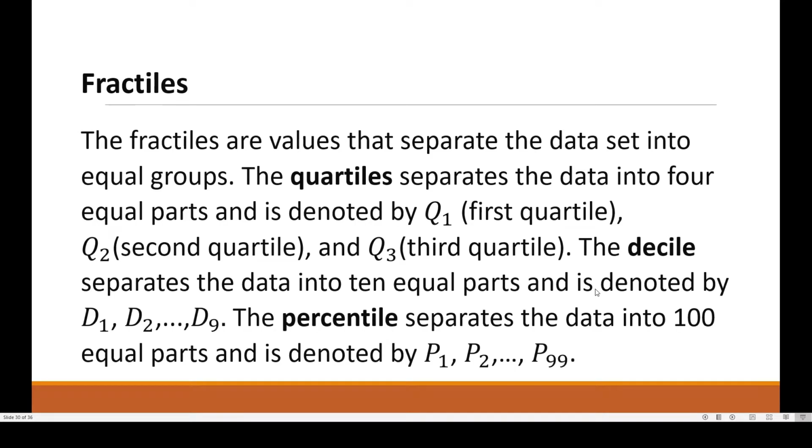So the fractiles are values that separate the data set into equal groups. The quartiles separate the data into 4 equal parts and are denoted by Q sub 1 for the first quartile, Q sub 2 for the second quartile, and Q sub 3 for the third quartile. The deciles separate the data into 10 equal parts and are denoted by D sub 1, D sub 2, until D sub 9. The percentiles separate the data into 100 equal parts and are denoted by P sub 1, P sub 2, until P sub 99.